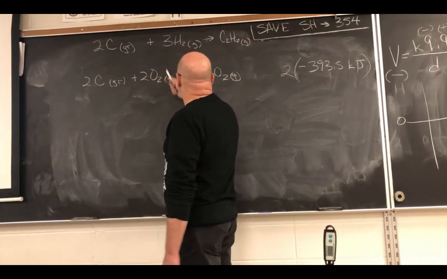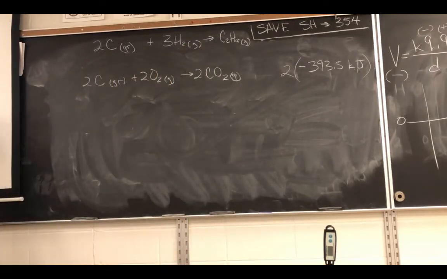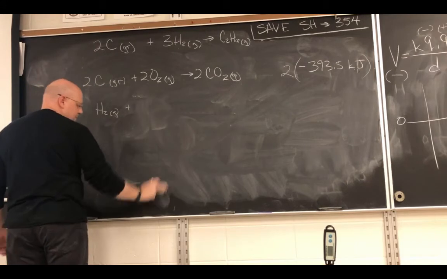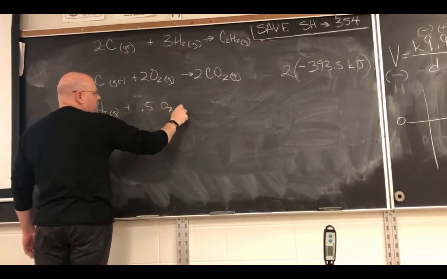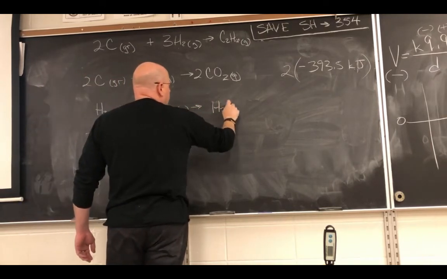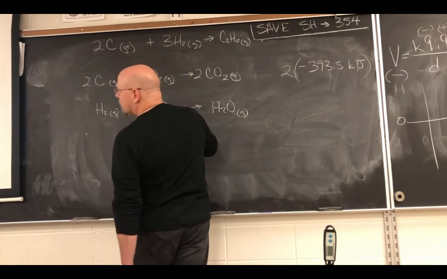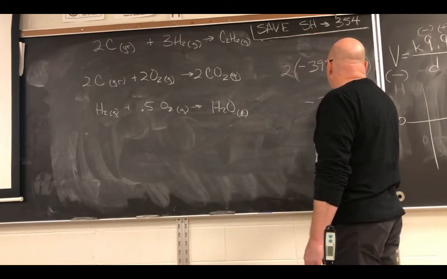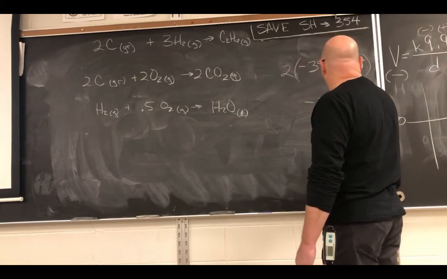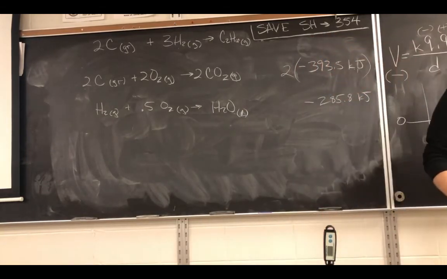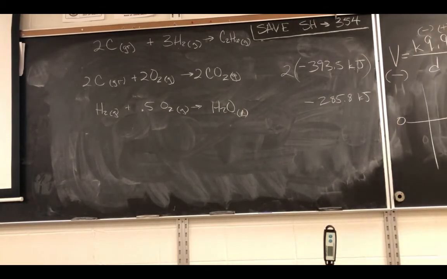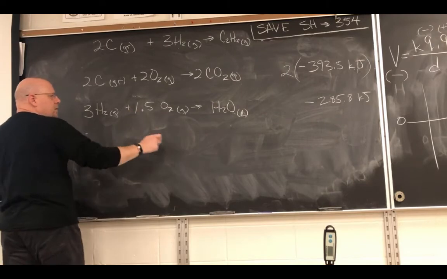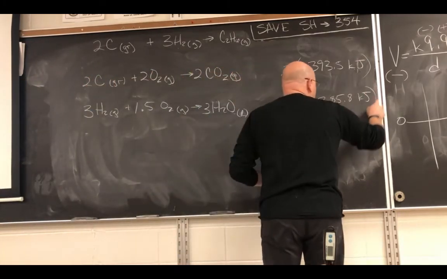I need hydrogen gas. There's no hydrogen gas, so we need another equation. That's our second one. So hydrogen gas reacting with half a mole of oxygen gas. I don't like fractions. Oh, liquid. Negative 285.8. How many hydrogens does the reaction need? I need 3. So I'm going to multiply everything in my equation by 3, and I do the same to the energy value.